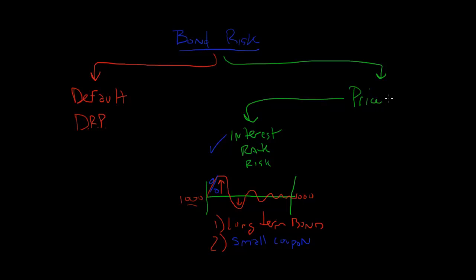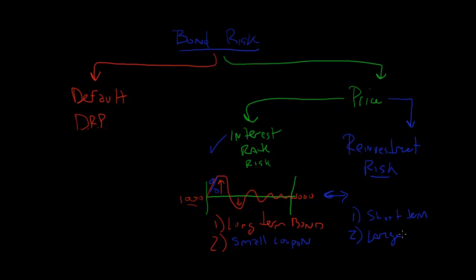Now, the second risk I'm going to just put over here because it's kind of the mirrored image of interest rate risk. It's called reinvestment risk. And the reason I put it over here is that it's the mirrored image of this one here. What I mean by that is that reinvestment risk is a risk when we're dealing with bonds that are, one, short term, and number two, have large coupons. So you can see they're the mirrored image of this.